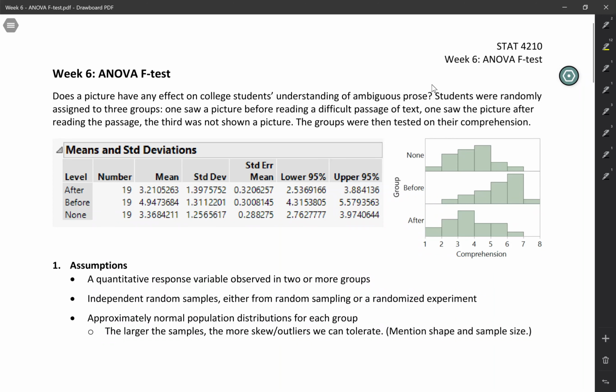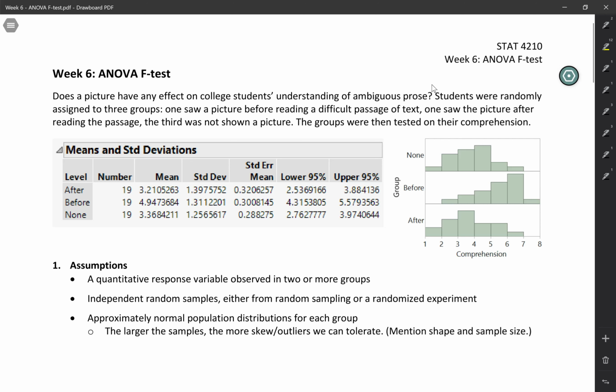In this video, we're going to use an ANOVA F-test to compare three groups. So in this scenario, we're asking whether a picture has any effect on college students' understanding of ambiguous prose. Students were randomly assigned to three groups. They either saw a picture before reading a difficult passage of text, after reading the passage, or they weren't shown a picture at all. And then all of the groups were tested on their comprehension.